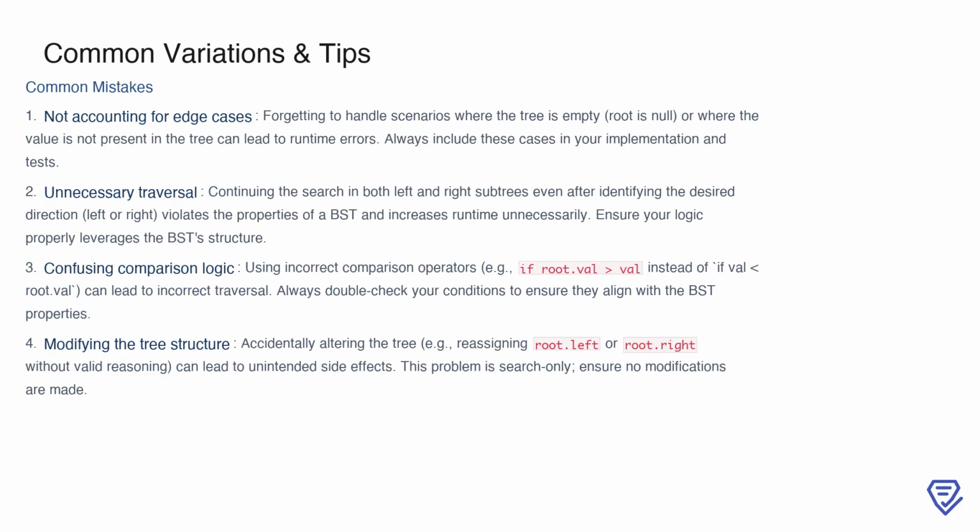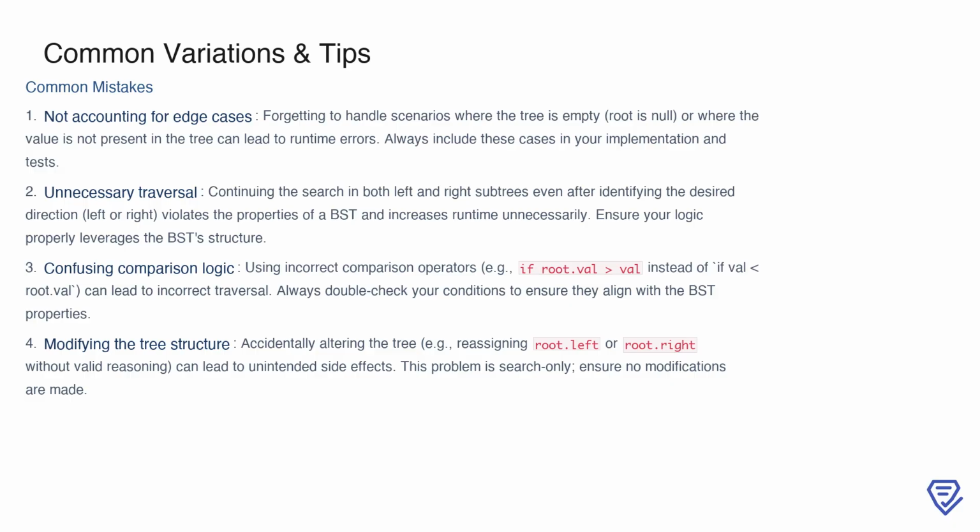When working with binary search trees, there are a few common mistakes to watch out for. First, forgetting to handle edge cases can lead to runtime errors. For example, the tree might be empty, or the value you're searching for might not exist in the tree.